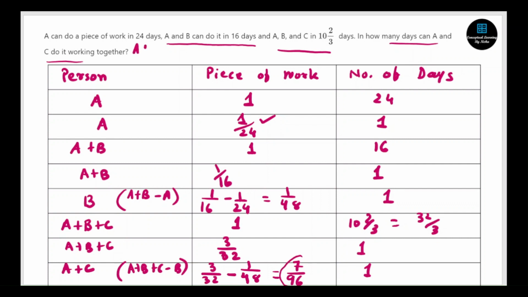A plus B and C together can complete the work in 96 upon 7. Now 96 upon 7, when I simplify, I'll get 13 and 5 over 7 days.